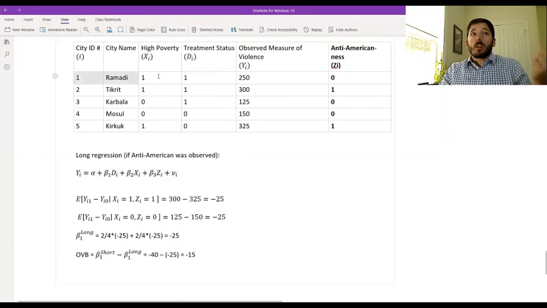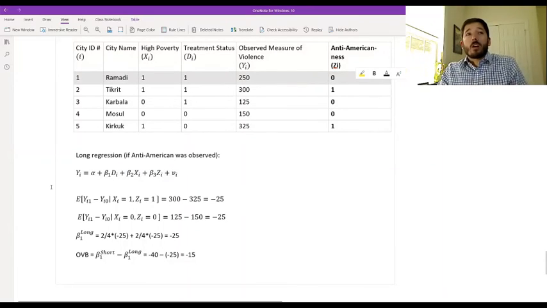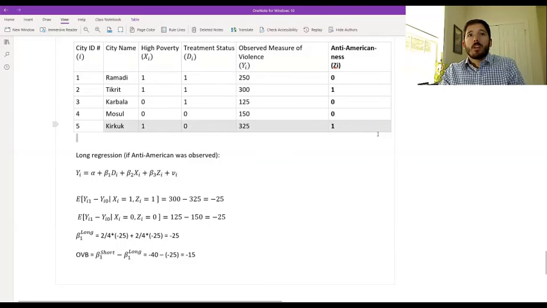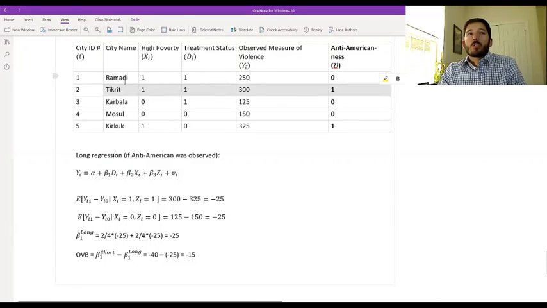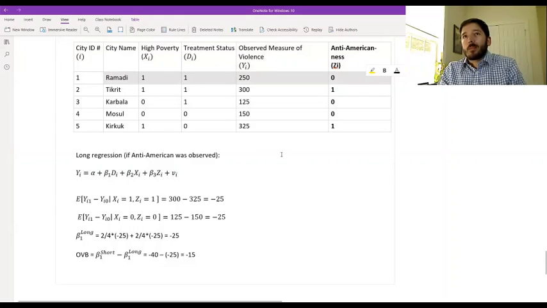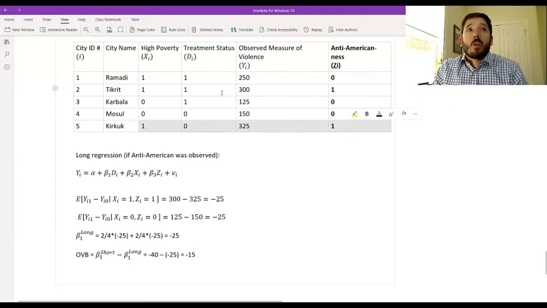That's because we were including a city in our comparison that we shouldn't have. We were comparing Kirkuk, this high poverty anti-American city, with Tikrit, but also with Ramadi, which was not anti-American. So we weren't getting an apples-to-apples comparison, because we weren't comparing this high poverty city that didn't get the treatment with a high poverty city that did get the treatment and had the same level of anti-Americanness.